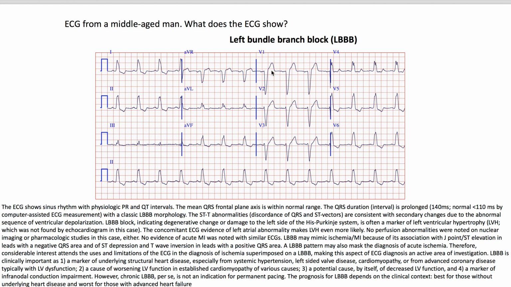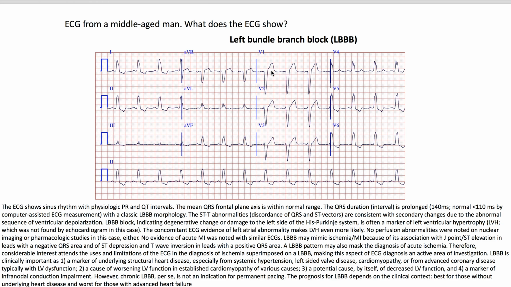Left bundle branch block, indicating degenerative change or damage to the left side of the His-Purkinje system, is often a marker of left ventricular hypertrophy, LVH, which was not found by echocardiogram in this case. The concomitant ECG evidence of left atrial abnormality makes LVH even more likely.